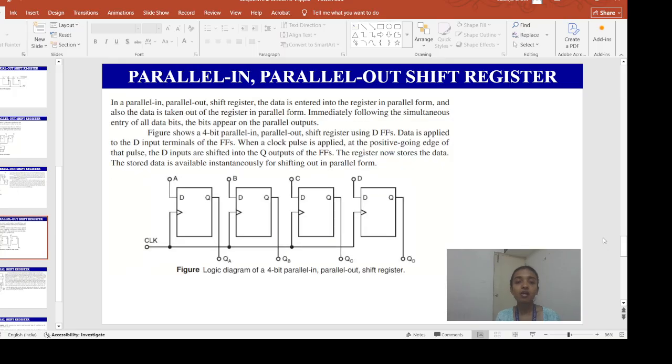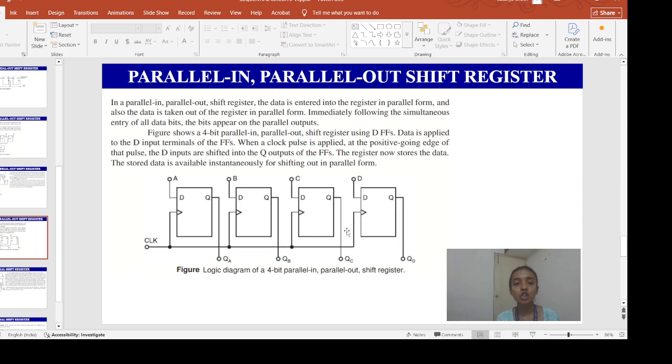All right. Next, we will discuss the parallel in, parallel out shift register. Data is entering in parallel form to the shift register, and you are also taking out the data in parallel form from the register. In this type of register, data is entered into the register in parallel form, as you can notice from the A, B, C and D inputs, and the data is also taken out from the register in parallel form. Just see QA, QB, QC and QD. Immediately following the simultaneous entry of all the data bits, the bits appear on the parallel outputs.